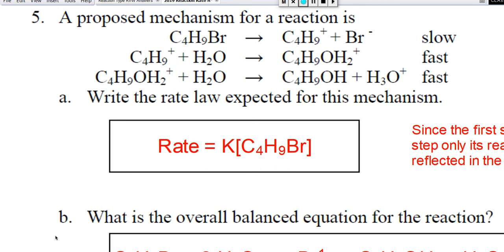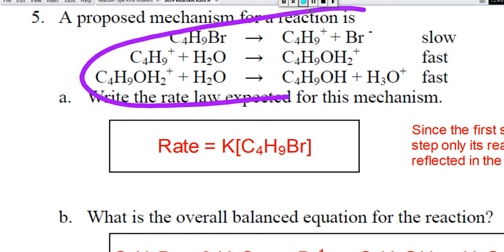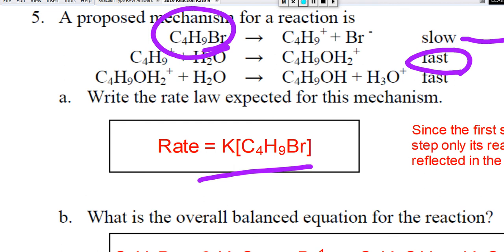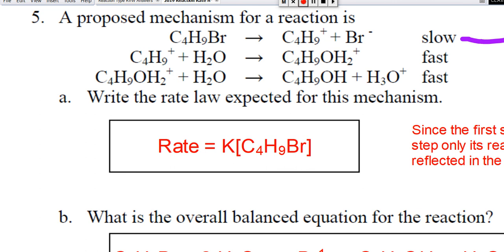Number 5 is a bit trickier. Even though it's a 3-step reaction, only one of the steps matters because it's so much slower than the other 3 steps. And that first step only has one reactant, so that one reactant is the only one that shows up in the rate. In some other examples in the notes, we talked about what if the second reaction hadn't been fast? What if it had been slow? Then the first reaction and the second reaction would have both been reflected in that rate.